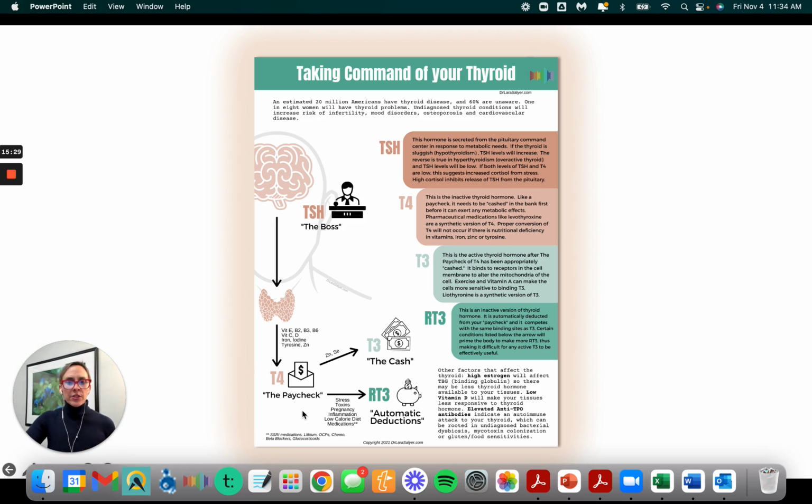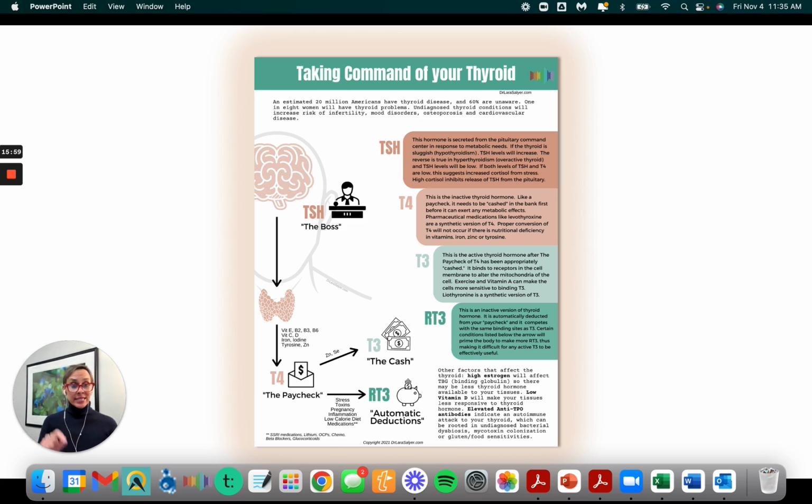And that's considered the paycheck, right? So when you get a paycheck, it's literally just a piece of paper, and you can't go into the grocery store with your paycheck and pay for groceries. Right? You need to actually cash that. So that's the difference. If we only have T4 in our body, none of those metabolic processes that we need to work, remember all the cells in the body that it affects, can happen. They need to be activated by T3. So T3 is considered the cash.